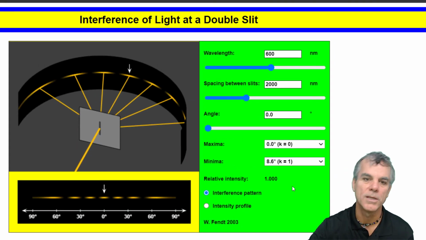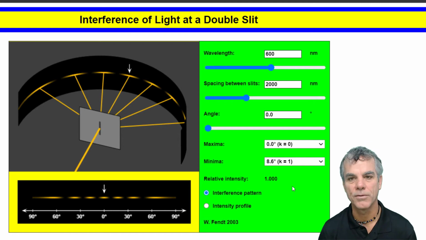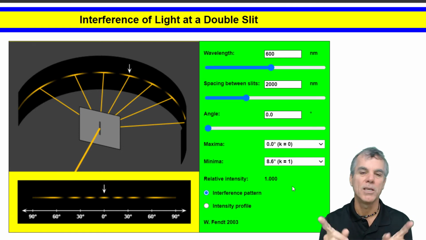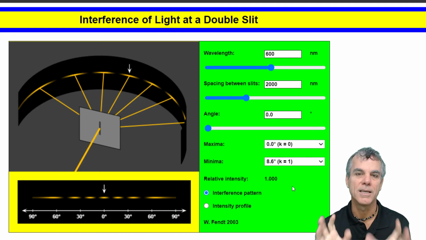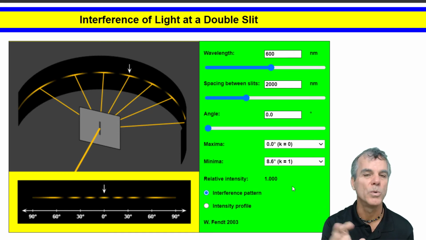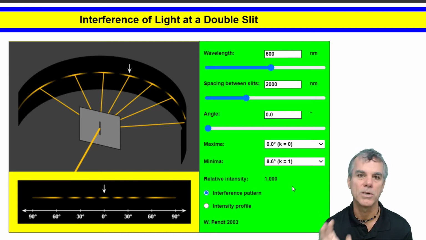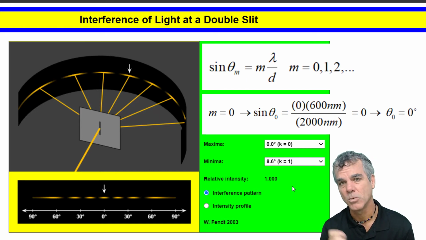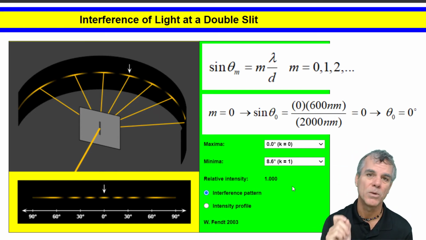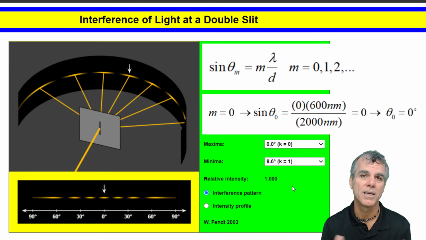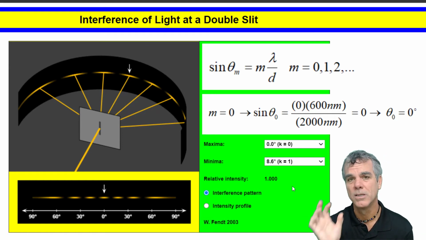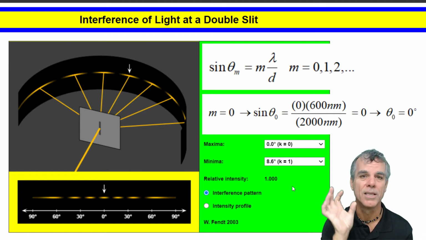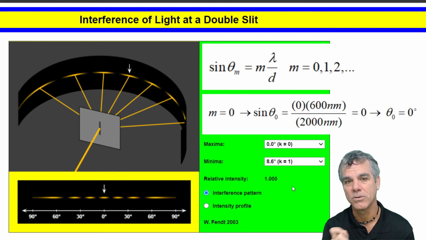So if I want to know the location of the bright fringes, well, the m equals 0 bright fringe, the central maximum, is always going to be located at 0 degrees, because I'm basically solving sine theta equals m lambda divided by d, where m equals 0. So the sine of 0 is 0 degrees. So we always have the central maximum at 0 degrees.